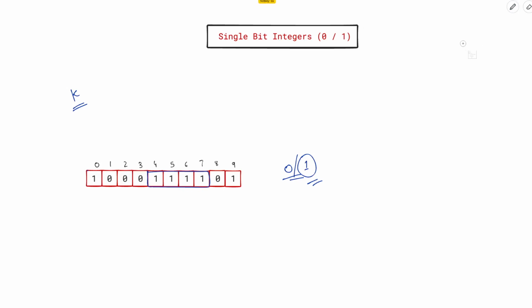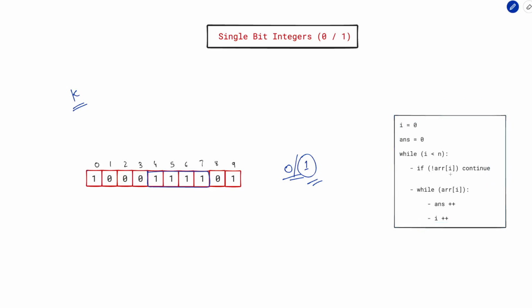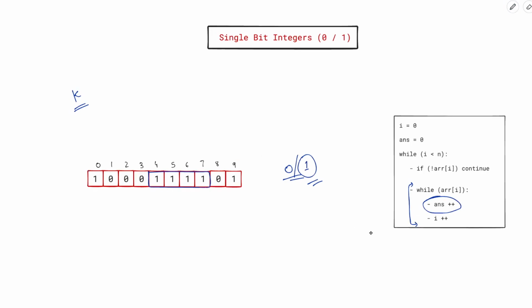So the pseudocode is straightforward. You just need to count the number of ones. You can do it in many ways. One of the ways is you just iterate over the array. If it is 0, you continue, otherwise you keep on counting the number of ones you have and incrementing your result as well, right? Now we have solved the problem for a single bit.